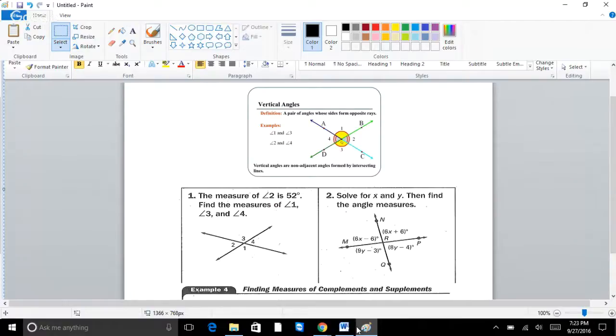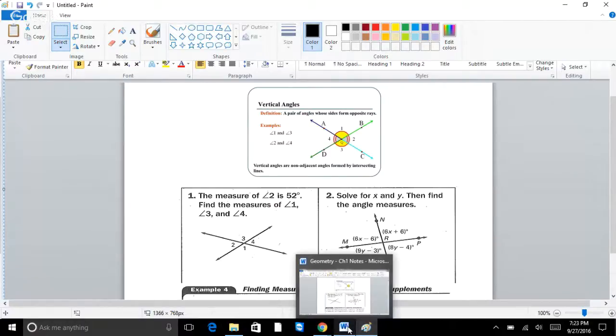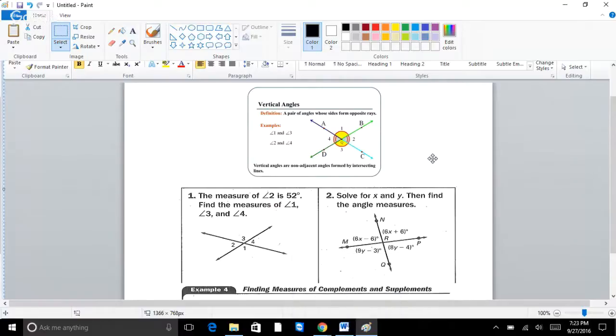The one part that we didn't get to finish up in 1.5 that I wanted to go over with you is we didn't get to talk about what vertical angles are. I don't have it up on my screen, but we did talk about in our notes what complementary and supplementary angles are. Complementary angles add up to 90 degrees, and supplementary angles add up to 180 degrees. One other terminology that we want to talk about is vertical angles.